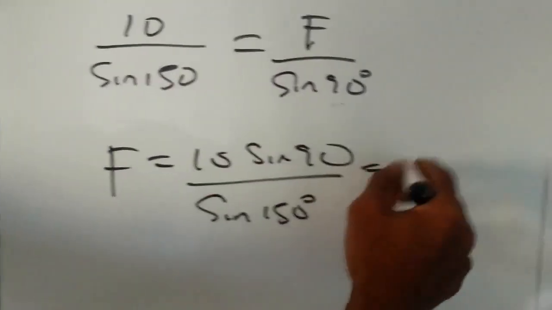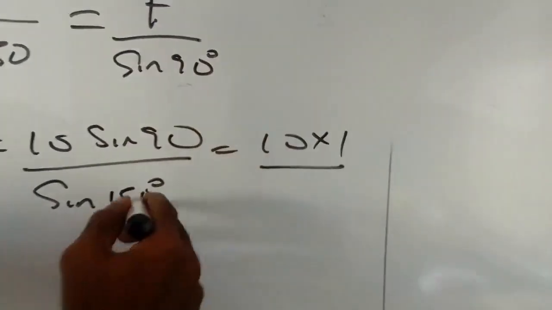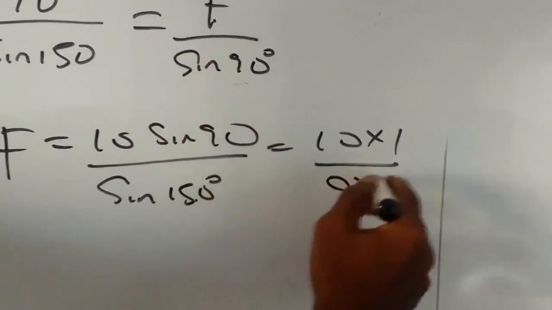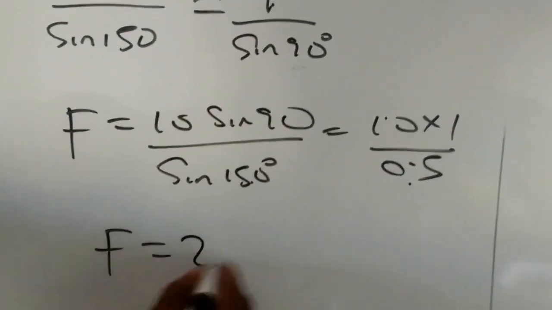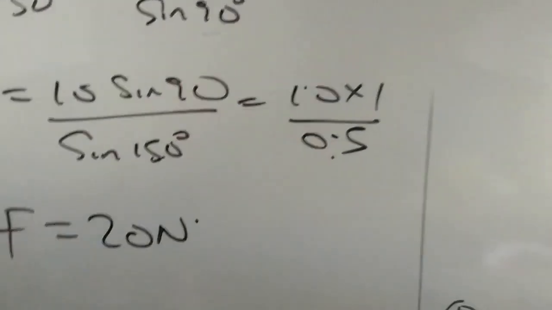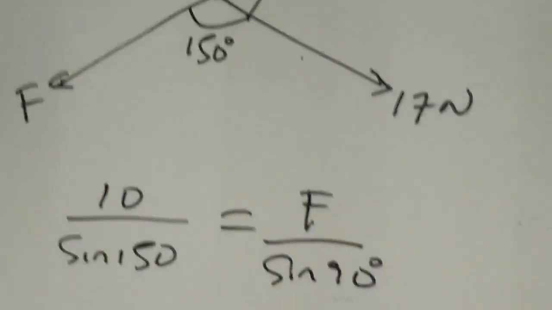So sine 90 is 1. So 10 times 1 is 10. Sine 150 is the same as sine 30, which is 0.5. So F becomes 10 over 0.5. That gives us 20 Newton. The unknown force is 20 Newton. So let's go to the solution here on number 4. The answer to it is D, 20 Newton. So we're going to go to more problems from past examination bodies.